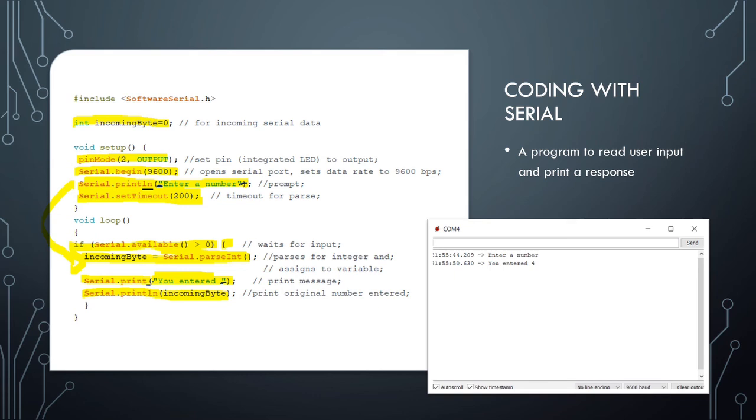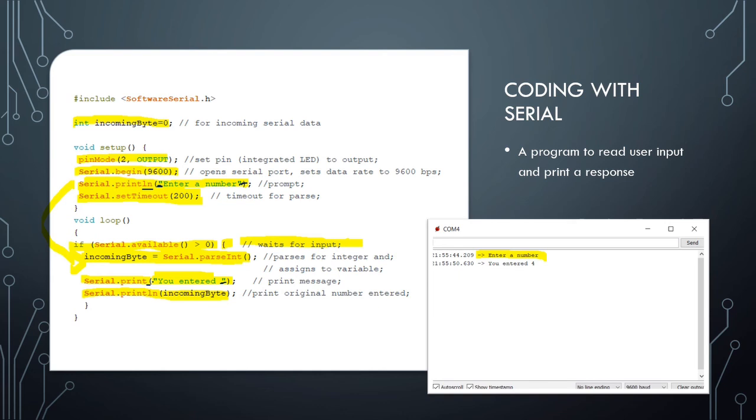So when we run this program, we get the output that you see in this box on the bottom right-hand side. In our setup, we print out the words enter a number. Then it's going to wait for a number to be entered, right? We are waiting for an input before we continue. So if I enter the number 4, it parses for that integer, and it stores the 4 as the incoming byte variable.